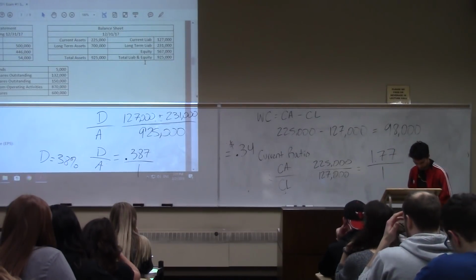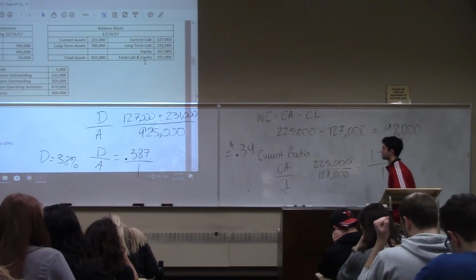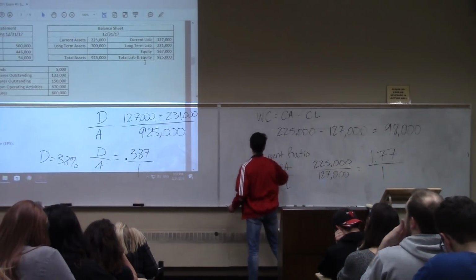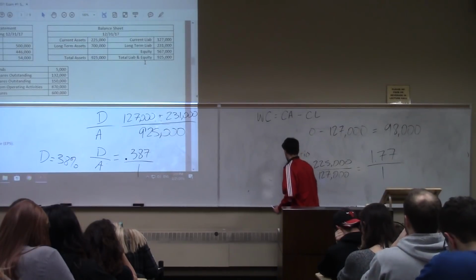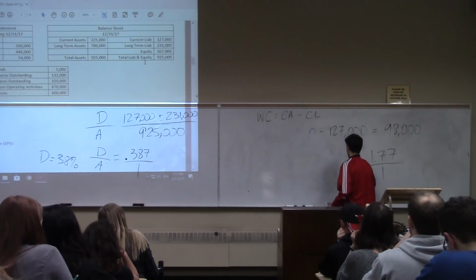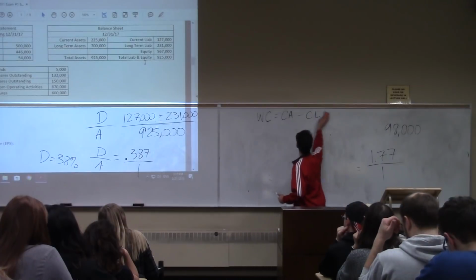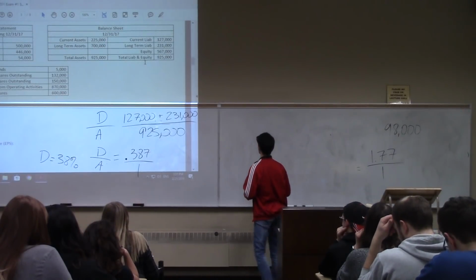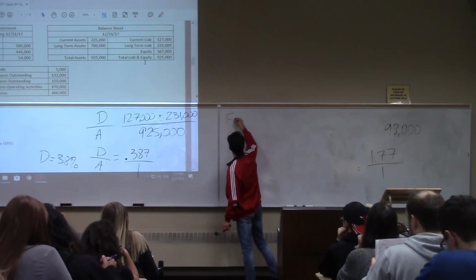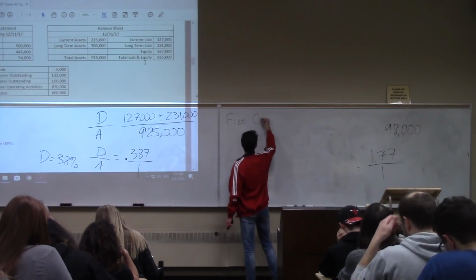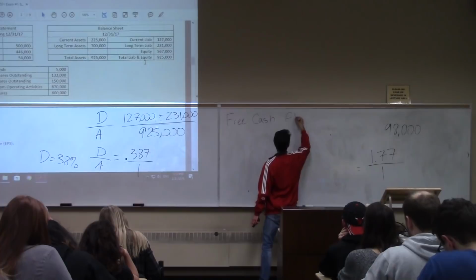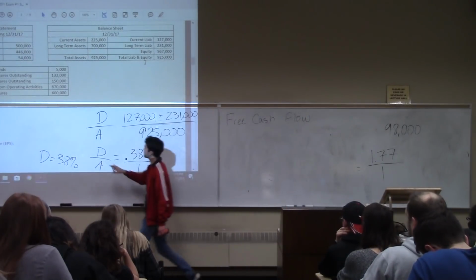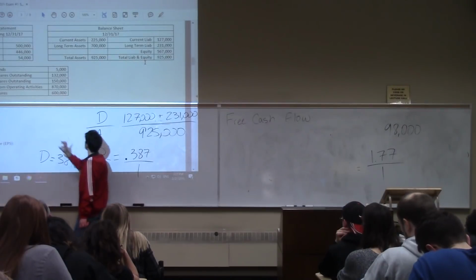Then our last one, free cash flow. Free cash flow is just our operating cash flow, or cash flow provided from operating activities. Free cash flow is our cash provided from operating activities, 870.